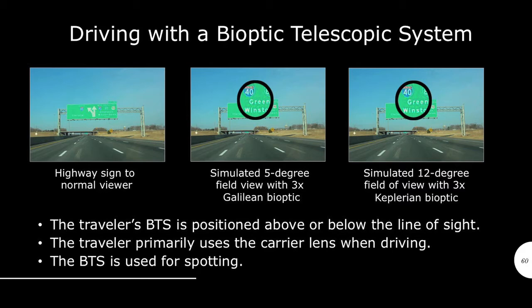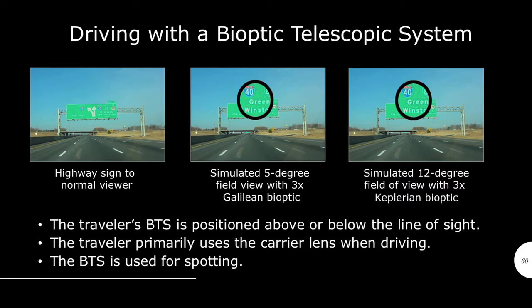So this is going down a freeway with one of these big overhead green signs telling you where to turn, and showing you what the view would be like from 2 different bioptics. So there's a round circle where you can see that the print on the sign is enlarged. The driver only looks through that bioptic for just a couple of seconds. Most of the time, they're using their carrier lenses, their regular prescription.